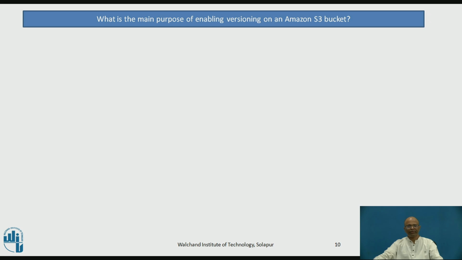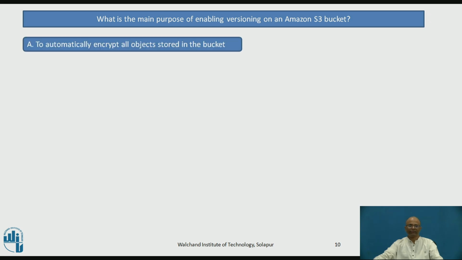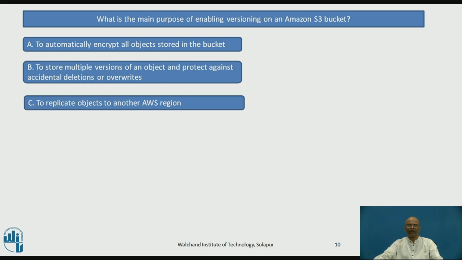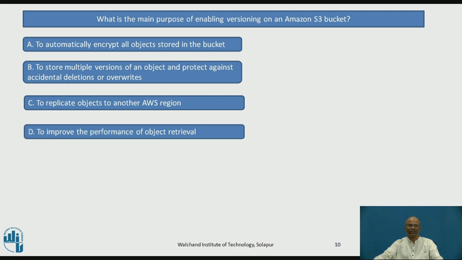Now it's time for the quiz. What is the main purpose of enabling versioning on an Amazon S3 bucket? Is it A, to automatically encrypt all objects stored in the bucket, B, to store multiple versions of an object and protect against accidental deletions, C, to replicate objects to another AWS region, or last but not the least, D, to improve the performance of object retrieval? Take a pause and try to answer this.